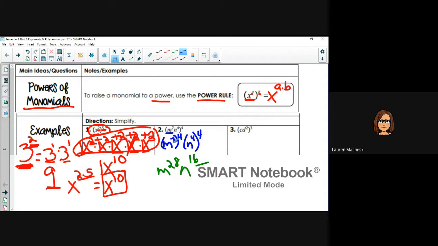And when you're raising something from one power to another, you multiply. 7 times 4 is where I got 28. When I'm raising this from one power to the next, you multiply. 4 times 4 is where I got 16. So whether you want to write it out the long way and see exactly what it means, or whether you remember that rule, either is acceptable.